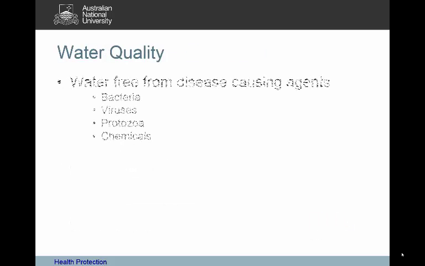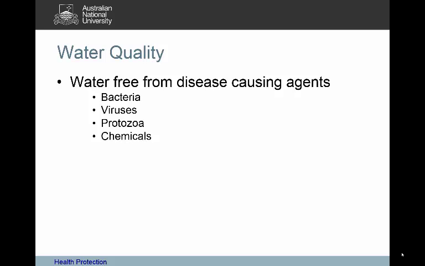So a couple of examples: water quality. Water should be free of disease-causing agents such as bacteria, viruses, protozoa, and chemicals. And the main way that this occurs is treatment and disinfection. So water supplies are treated at source. So by the time it gets through to the consumer, it should be free of disease-causing agents, but also non-disease causing agents that have an aesthetic quality as well, such as turbid water or saline water. And the way we assure its safety is usually through disinfection.